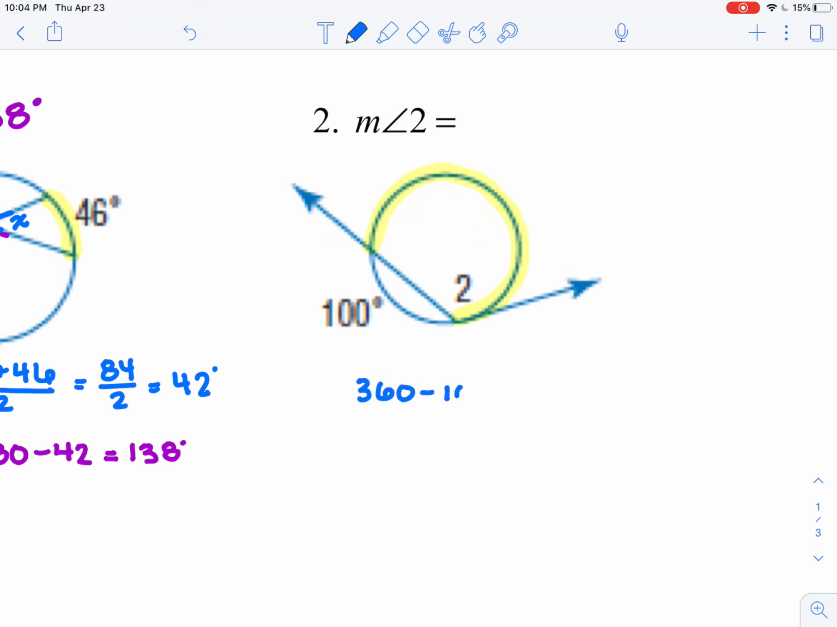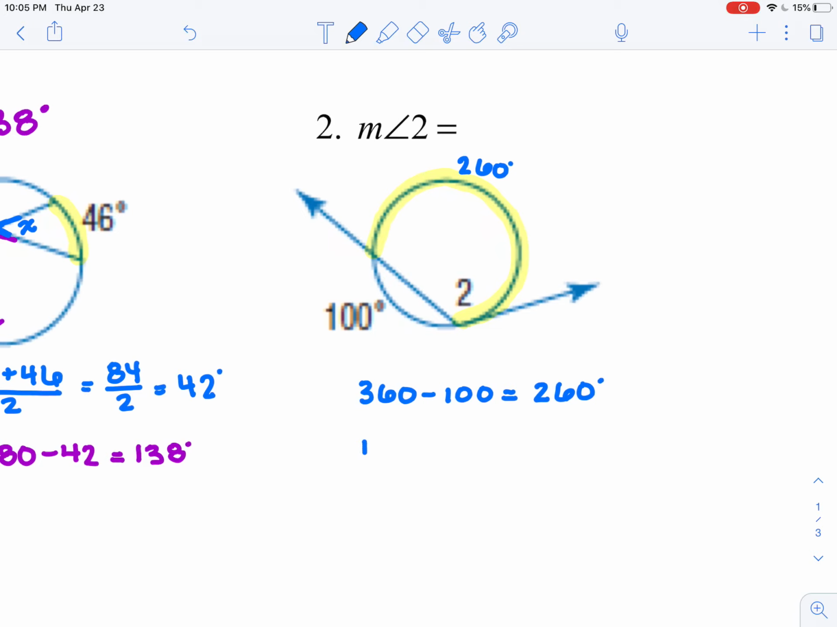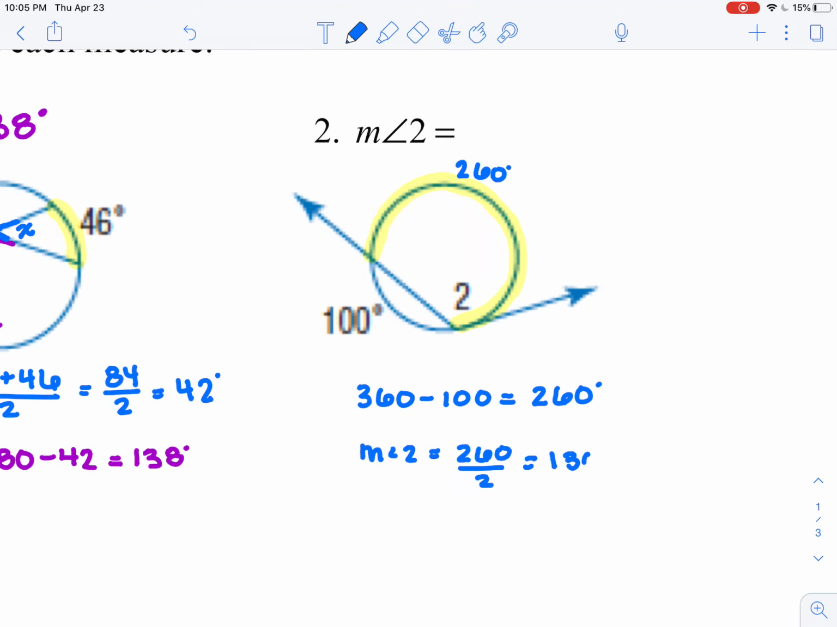So to find the measure of the arc I need, I'm going to take the full circle, 360, subtract off the 100 degrees, and I find that this arc is 260 degrees. Then angle 2 is half the measure of that arc. So 260 divided by 2 means that angle 2 should be 130 degrees.